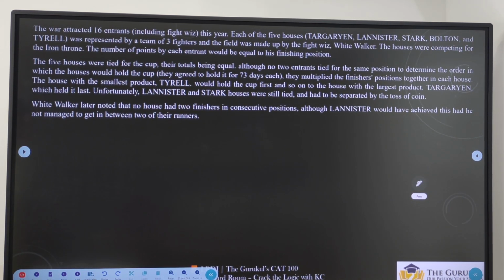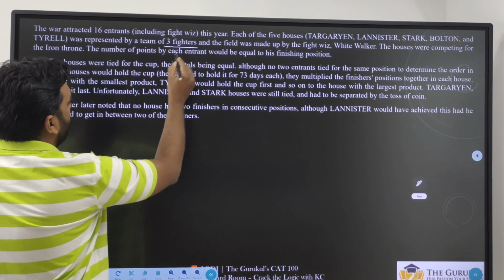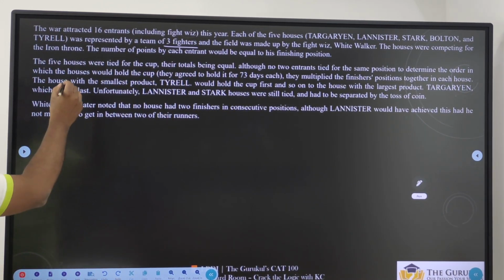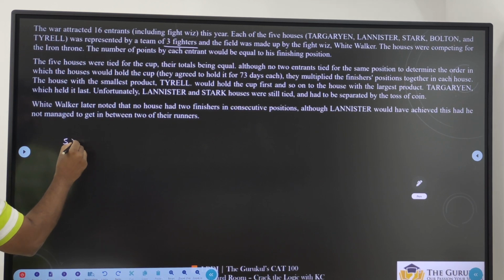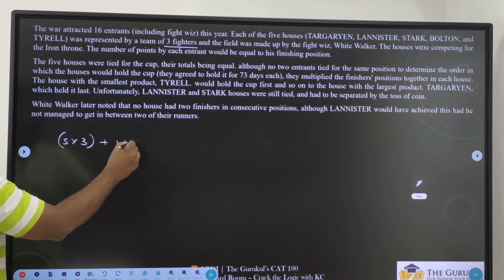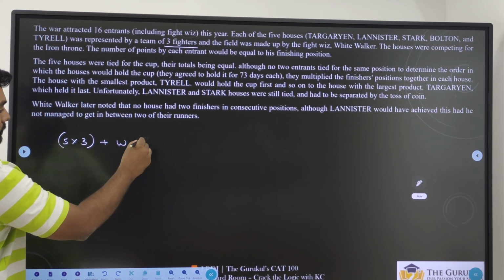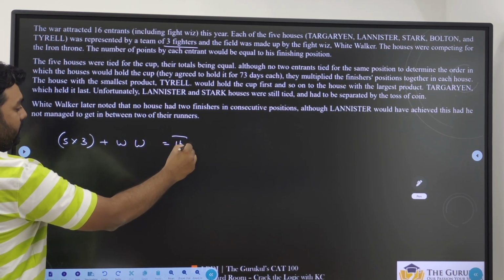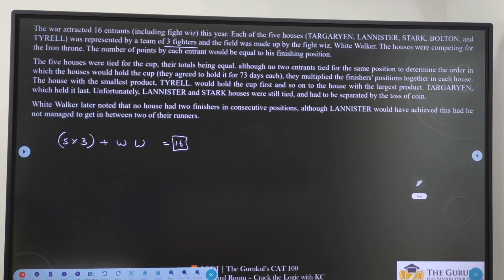So where do we start the problem? First of all, there are 5 houses in total. That is the first information. If there are 5 houses in total and each house is having 3 fighters, which means total 15 fighters are there. So 5 into 3, total 15 fighters plus White Walker. So total 16 people are there.